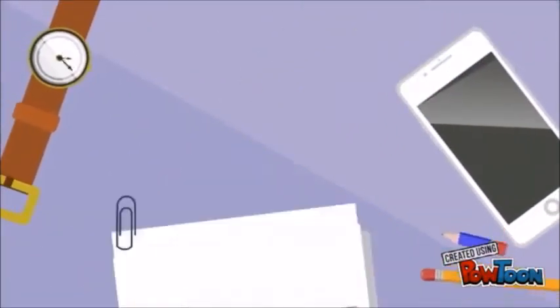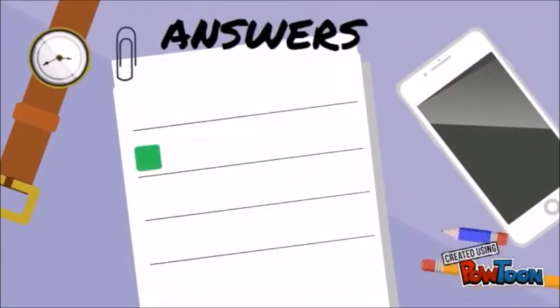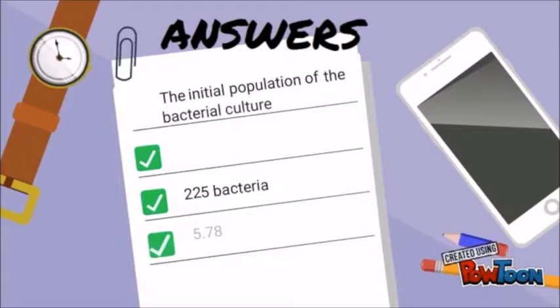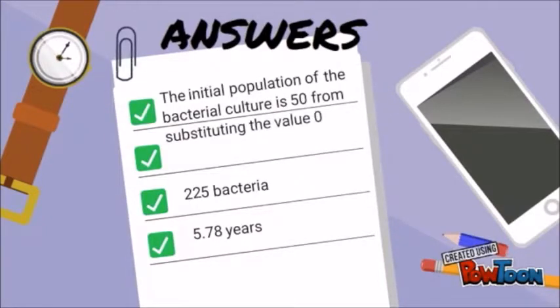The answer for question A is the initial population of the bacterial culture is 50, from substituting 0 into t in the equation given. The answer for question B is 225 bacteria. Last but not least, the answer for question C is 5.78 years.